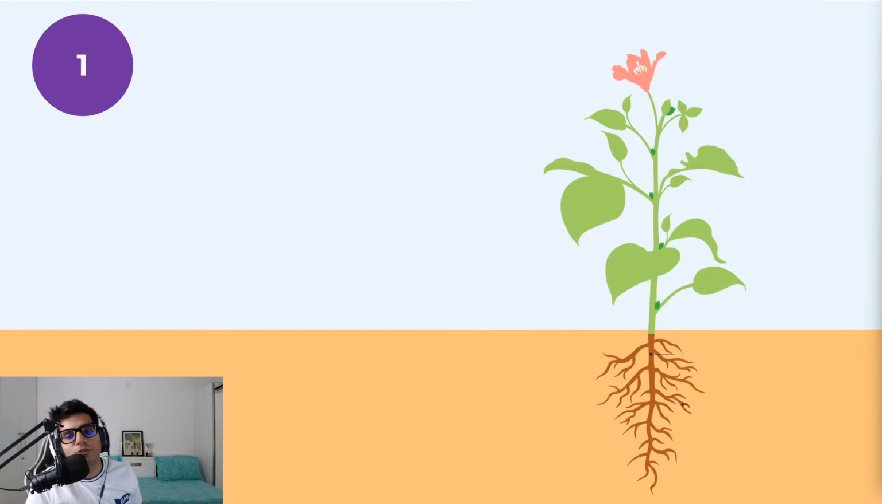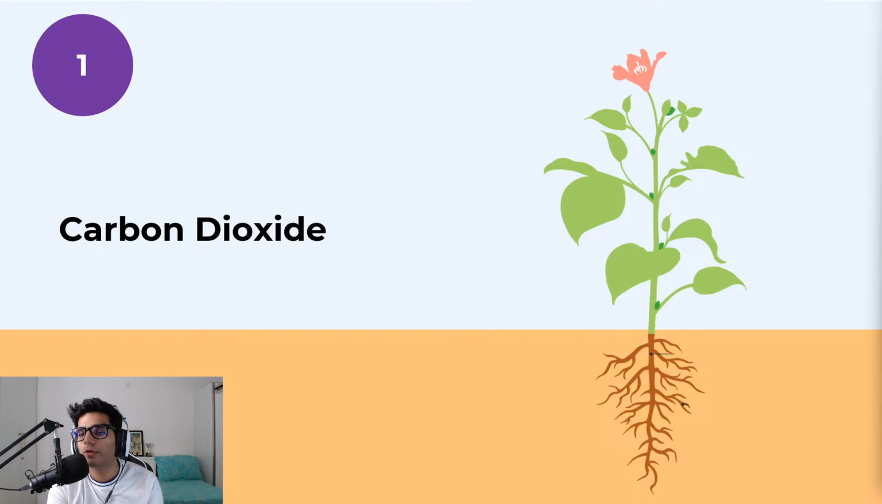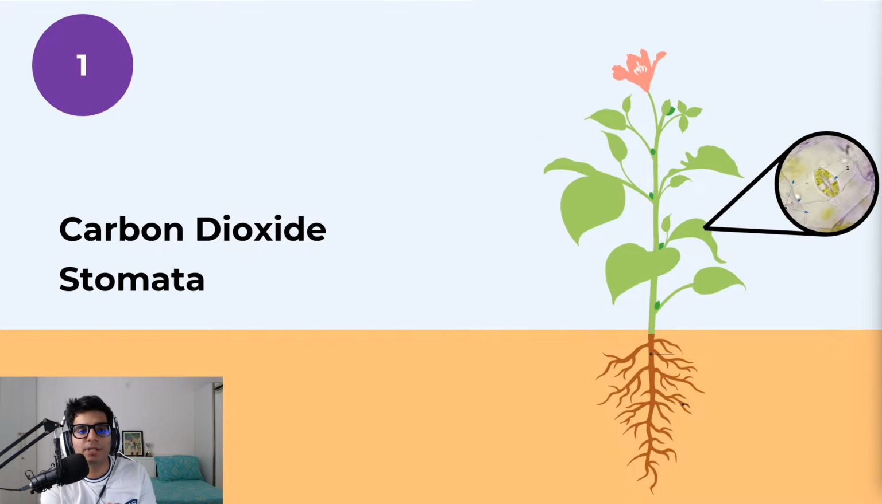So the first one which we talked about, let's just talk about carbon dioxide, right? We know that this is a very important ingredient to make the food for plants. So carbon dioxide, I mean, kahan par? So it's like stomata. Do we know what stomata is and where it is located? If you guys have already studied this, I think you might remember what stomata is.